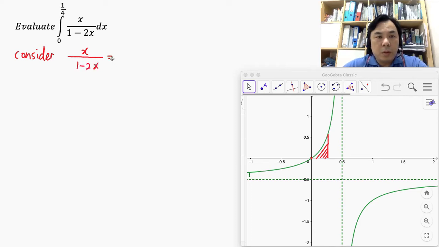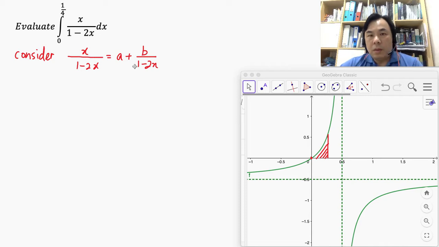Okay, so by considering this in this form, you can write down a plus b over 1 minus 2x, for instance, right? This is one way of representing these improper fractions in the form of partial fractions. Okay, now there are many ways to actually represent this, but this is the easiest way.